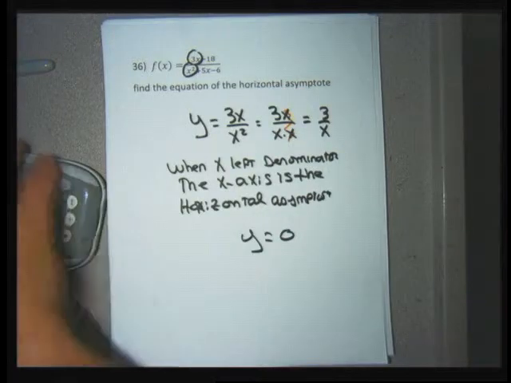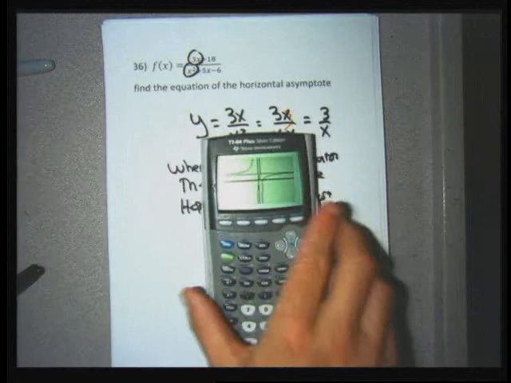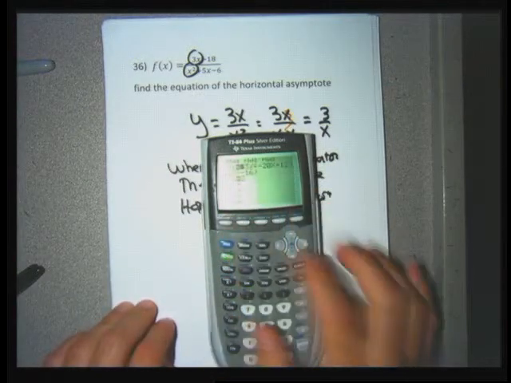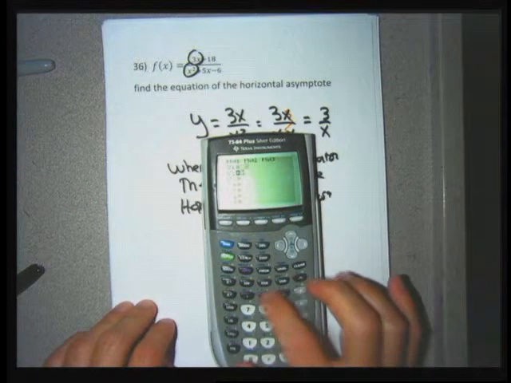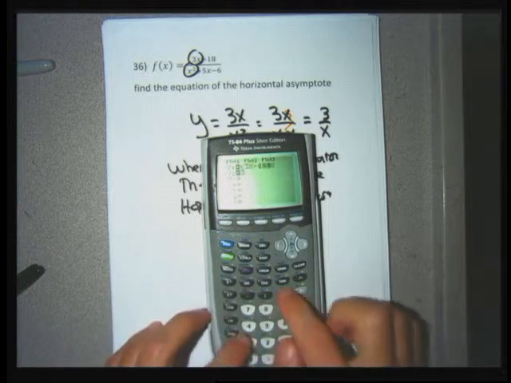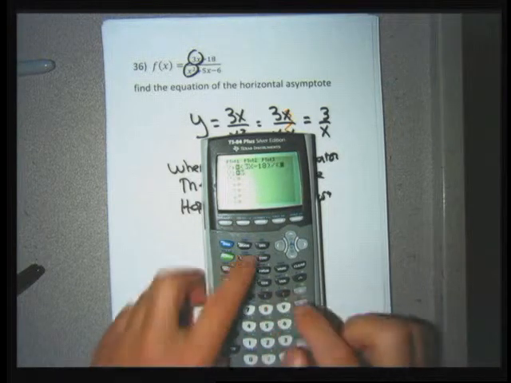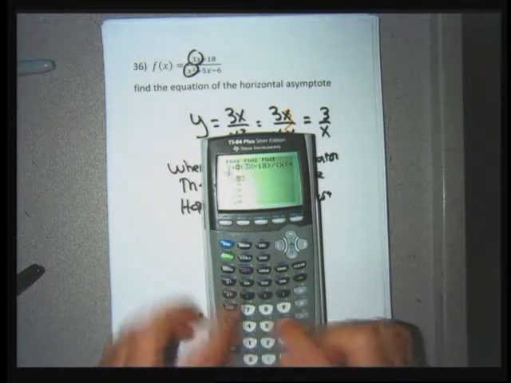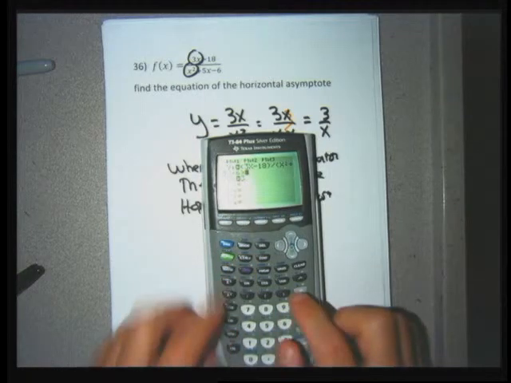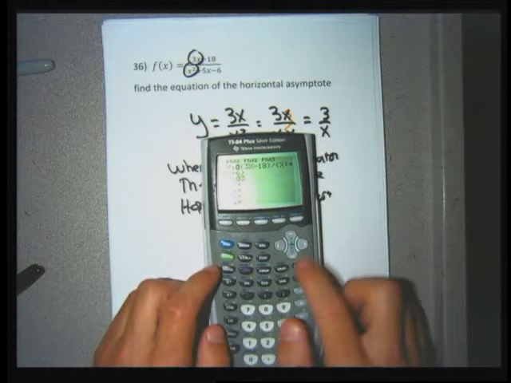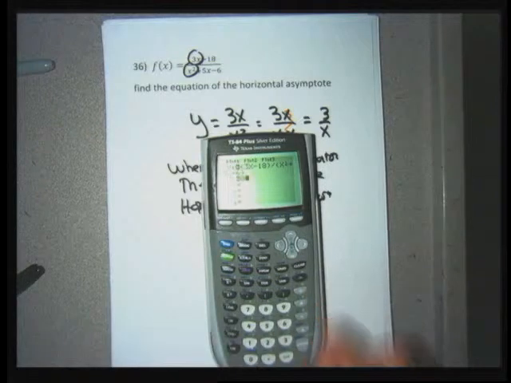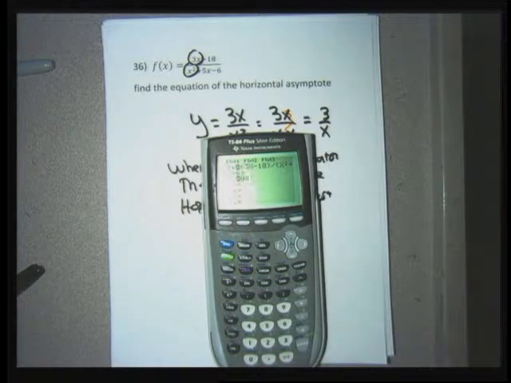And I'll graph this to show you. I'm going to graph the function 3x minus 18 divided by x squared plus 5x minus 6. Go back to a standard window. I'm going to take this 3 out. I don't need to do y2 equal to 0, but I can. Doing y2 equal to 0 is just going to draw a line on the x-axis. I'm not going to see that anyways because it's already a line there.